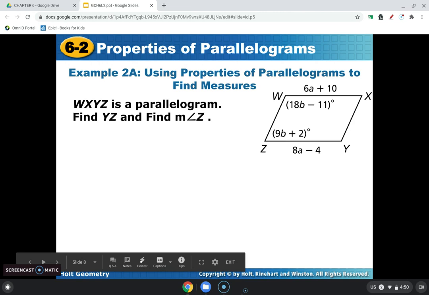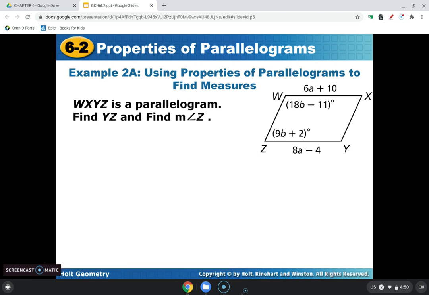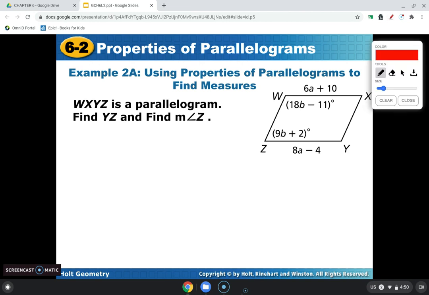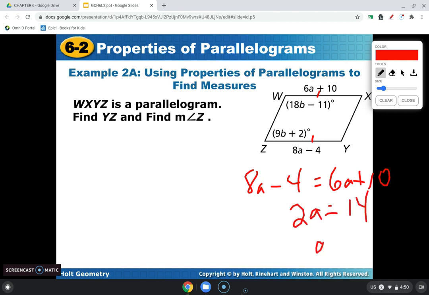WXYZ is a parallelogram. Find YZ and the measure of angle Z. All right. Well, YZ, since that's a parallelogram, then we can set those equal. 8a minus 4 equals 6a plus 10. 2a equals 14. So a equals 7. Plug it back in. 56 minus 4, 52 for YZ.